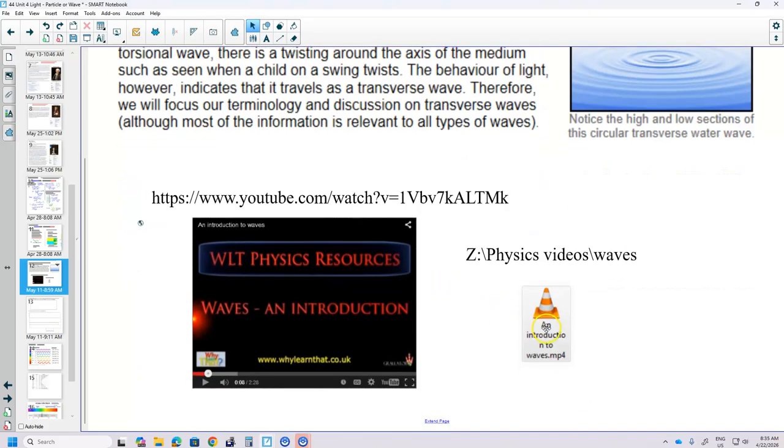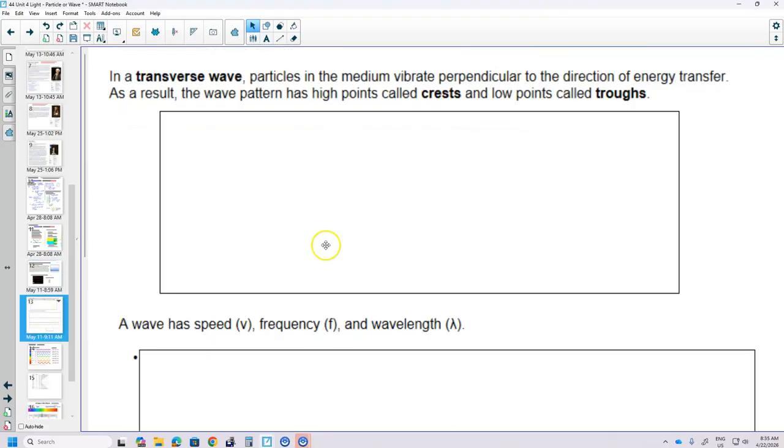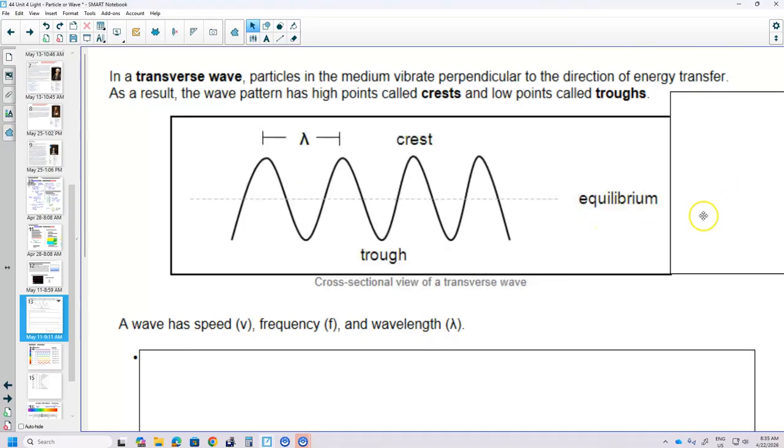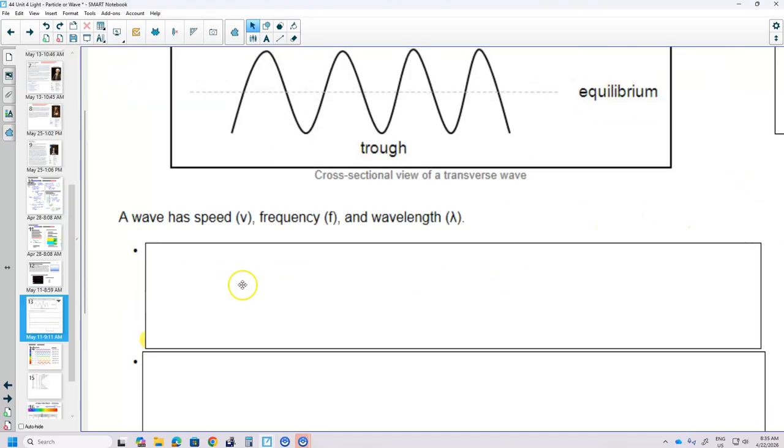So this link here gives you a kind of review of those properties of waves. So if you need it, it's there for you, okay? I recommend, if you haven't seen that stuff in grade 11, you definitely want to watch through that. But yeah, so there's the diagram of transverse I was talking about.